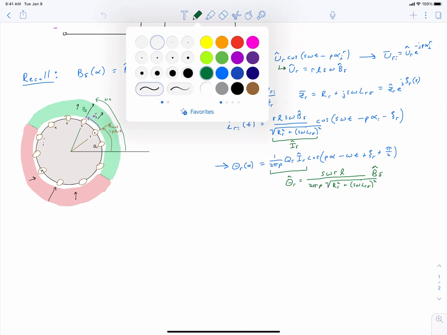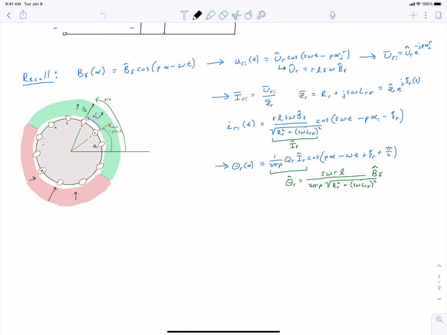Now, to derive the equivalent circuit, the first thing we're going to do is figure out how to relate the rotor current to the stator current. You've probably heard in your coursework about inductances or currents of the rotor referred to the stator. We're going to go ahead and figure out what that means.